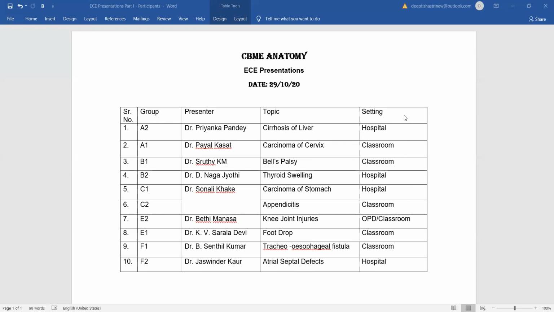Next would be Dr. B. Sendil Kumar from F1. He'll be presenting on tracheo-esophageal fistula classroom setup. And finally, Dr. Jaswinder Kaur from F2. He'll be presenting on atrial septal defects in hospital setup. We'll have all the presenters do their presentations and then discuss each module. Since I've not allotted any one particular group to review the other groups, any participant who wishes to review is free to do so. We shall now move on to the presentations.